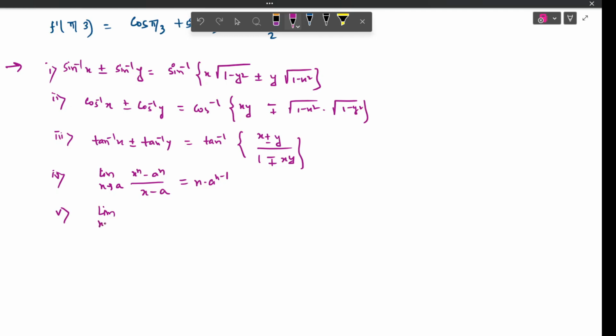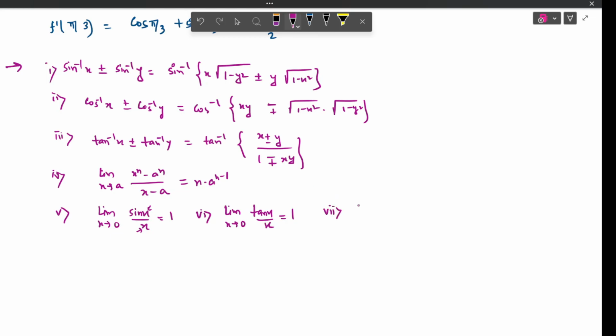Limit x tends to 0, sin of x by x is 1. Always remember, if here is x then here will be x, if here is ax then here will be ax, if here is minus x then here will also be minus x. Right? Remember this formula. This format is extremely important. Similarly, limit x tends to 0, tan x by x will be 1.